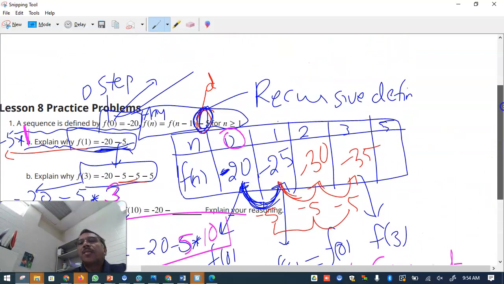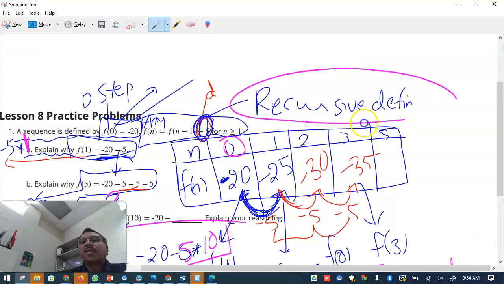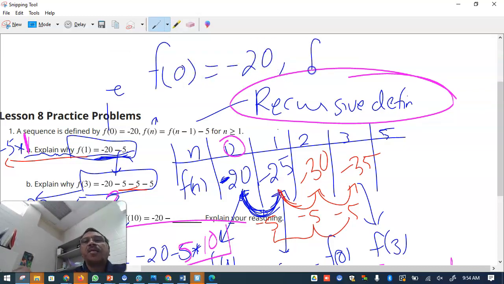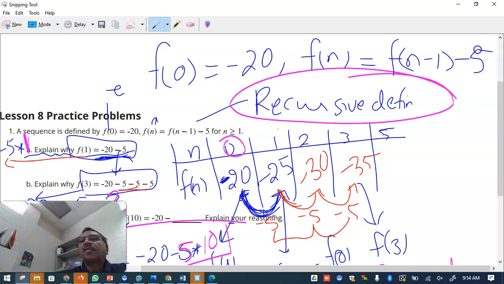So what I'm learning from here is the difference between the explicit and recursive definition. In the recursive definition, you're given the first one is -20, and then at any place, it's always the previous one, n minus 1, and you're taking away 5. Here you have to write n greater than or equal to 1, because you're taking care of n equals 0 right here. So I hope that really helps.